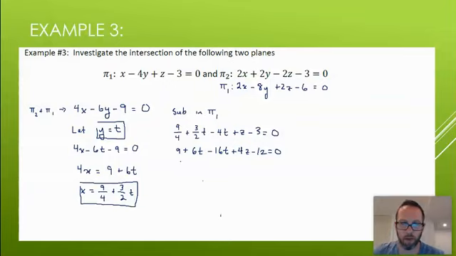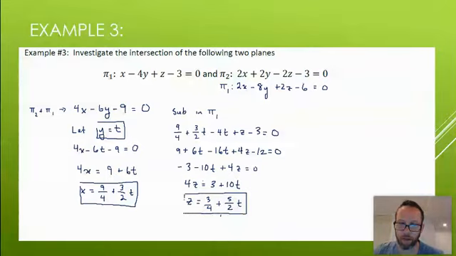That'd be silly. So 9 minus 12 is negative 3. 6 minus 16, that's negative 10t plus 4z equals 0. So 4z equals 3 plus 10t, or z equals 3 over 4 plus 10 over 4, or 5 over 2t. And there's a parametric equation for z. So in principle, it's not that hard to do.